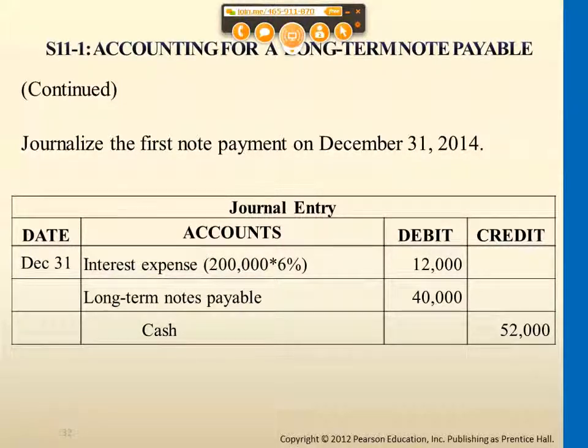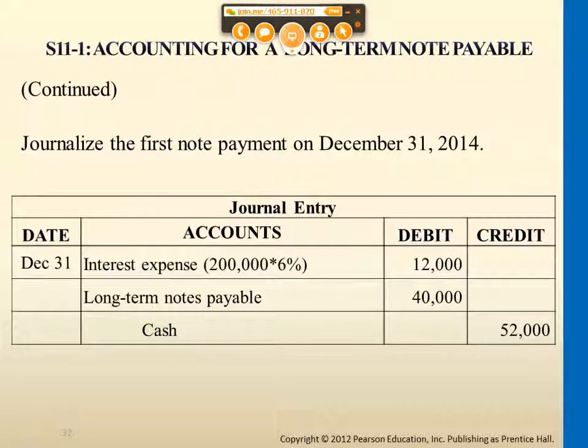Okay, so on the left-hand side we have interest expense, long-term notes payable, and there's also cash. Okay, these two are debit accounts. For cash we're paying $52,000 because $40,000 is principal and then $12,000 is interest accumulated for a year. Okay, we're not accounting for how many months because this is a note that was signed in the beginning, January. So when it reaches all the way to year end, it's pretty much a year.